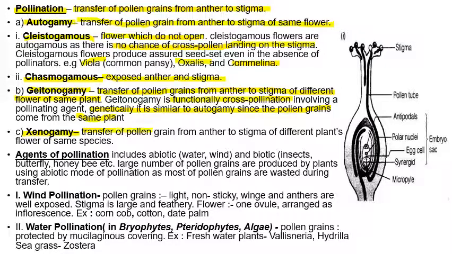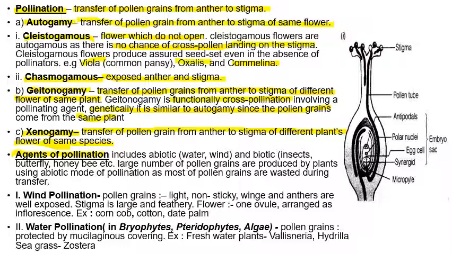Now the third one is xenogamy. This is the transfer of pollen grains from anther to the stigma of a different plant's flower. Here the flower is different and the plant is also different. So this is truly cross pollination.